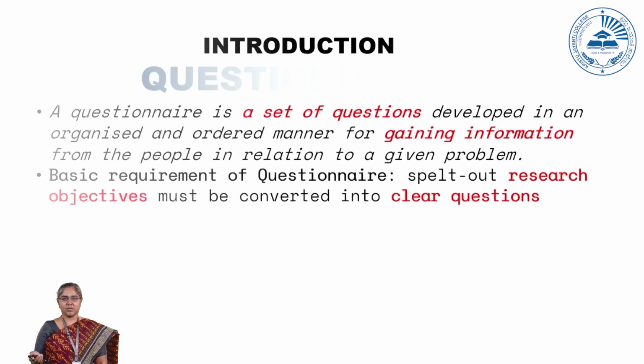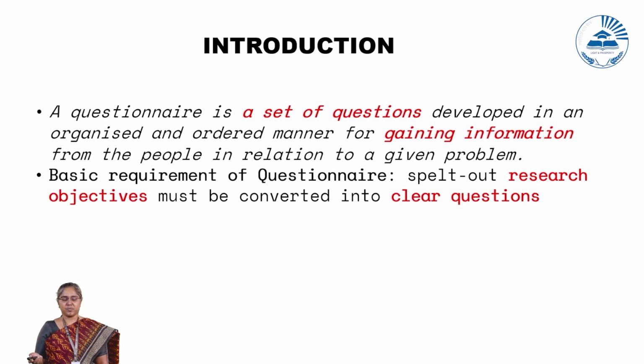So what is a questionnaire? A questionnaire is a set of questions that is developed in order to gain information from the respondents. It may be pertaining to a particular problem that you're trying to find answers to. It would pertain to your research topic. So definitely the basic requirement of a questionnaire is that it should spell out the research objectives and they need to be converted into clear questions. So all your research problems would fall into different categories of questions.